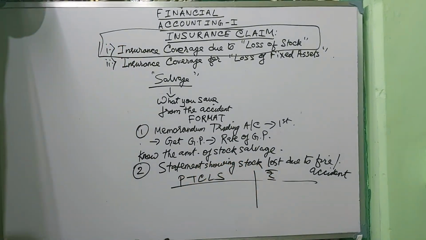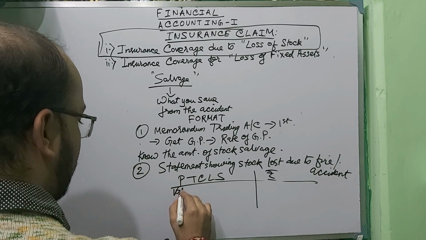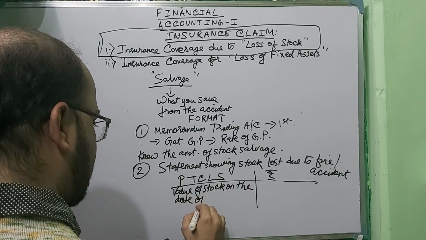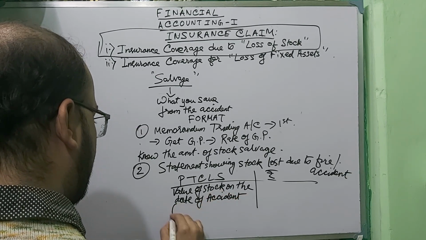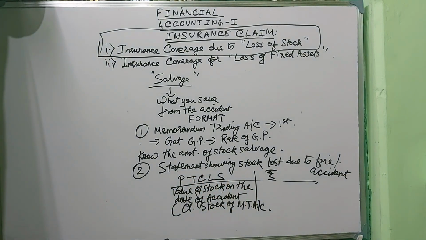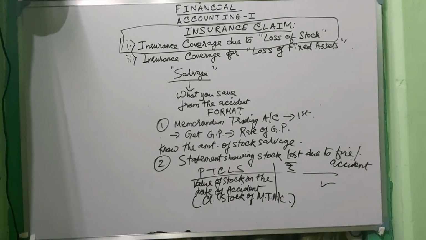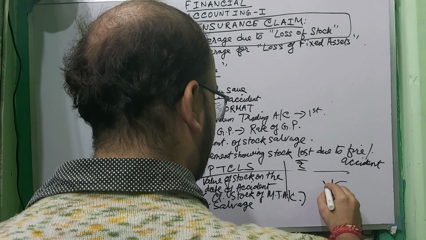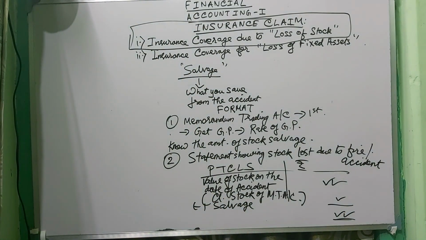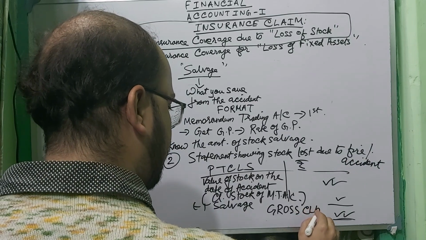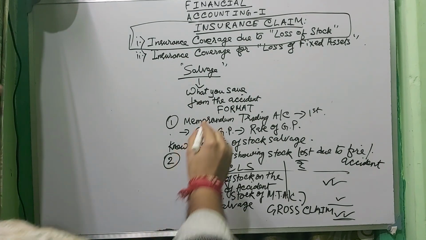And one amount, rupees. Here you need to calculate the value of stock on the date of fire, or on the date of accident also, which is nothing but the closing stock of the memorandum trading account. Now from there you need to deduct the salvage value. If you deduct the salvage, you will get the value of stock loss, or whatever we can call the gross claim. It is basically gross claim. This is the format of doing.